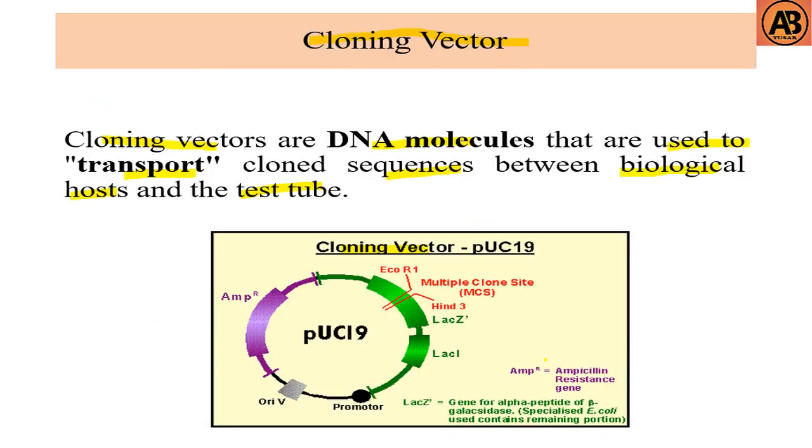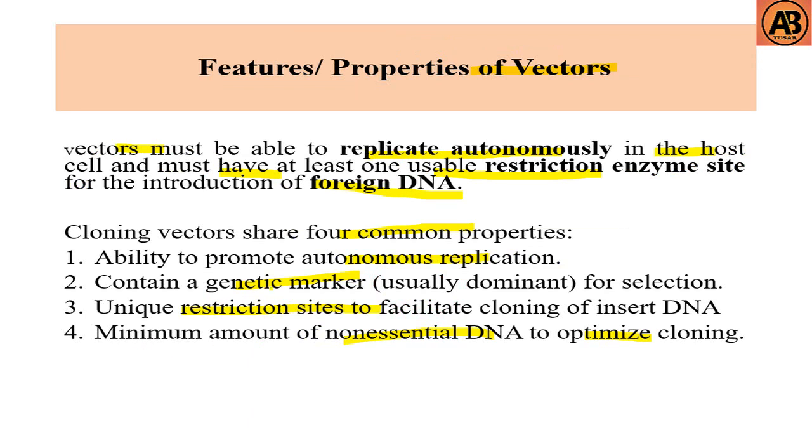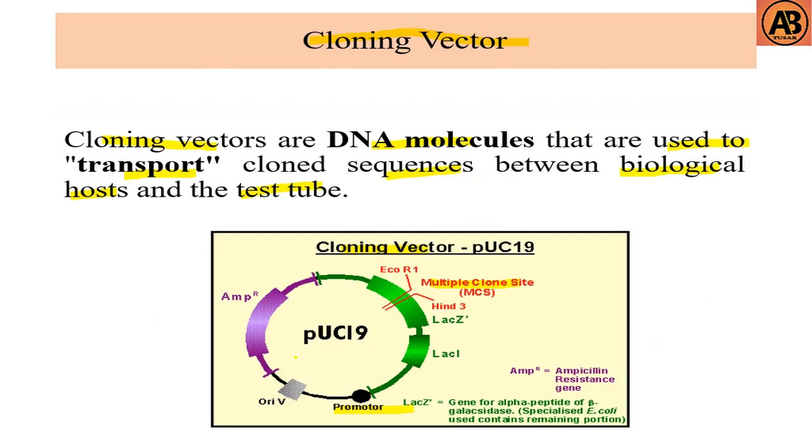Here you can see that is the promoter, then the restriction site, the multiple cloning site, that contains a genetic marker, restriction site, DNA, and autonomous replication. Here all the properties are included.